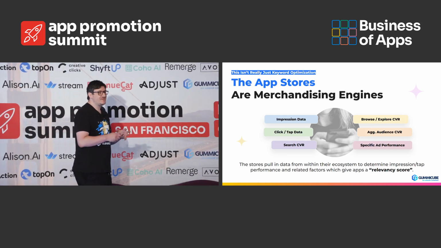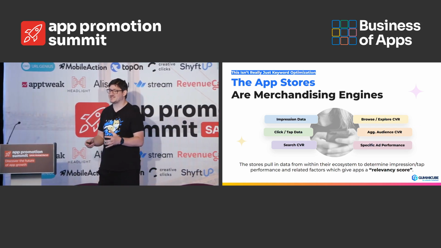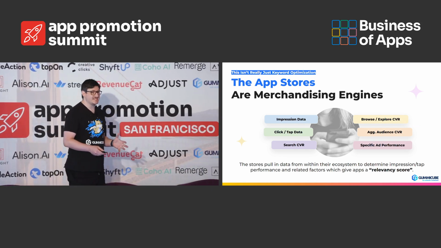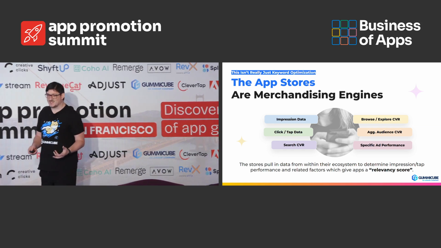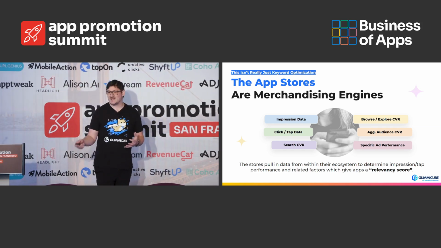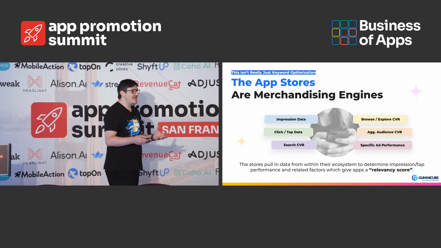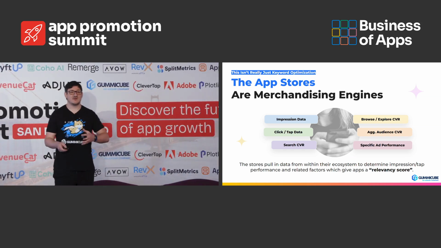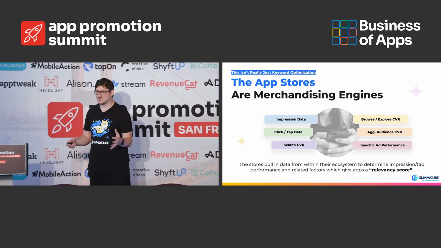When we think about what the app stores do, a lot of people talk about the algorithms, a lot of people talk about search algorithms, things like this. We don't refer to it as a search algorithm. We refer to it as a merchandising algorithm because, in reality, what this algorithm is doing is it's grabbing your impression data, it's grabbing your click and tap data, it's looking at your search conversion rates, your browse and explore conversion rates, your aggregate conversion, any specific ad performance, and it's using all of those metrics to create a relevance score for your app compared to your competitors, which will ultimately make it more or less difficult to get ranked and merchandised in the store in various places.